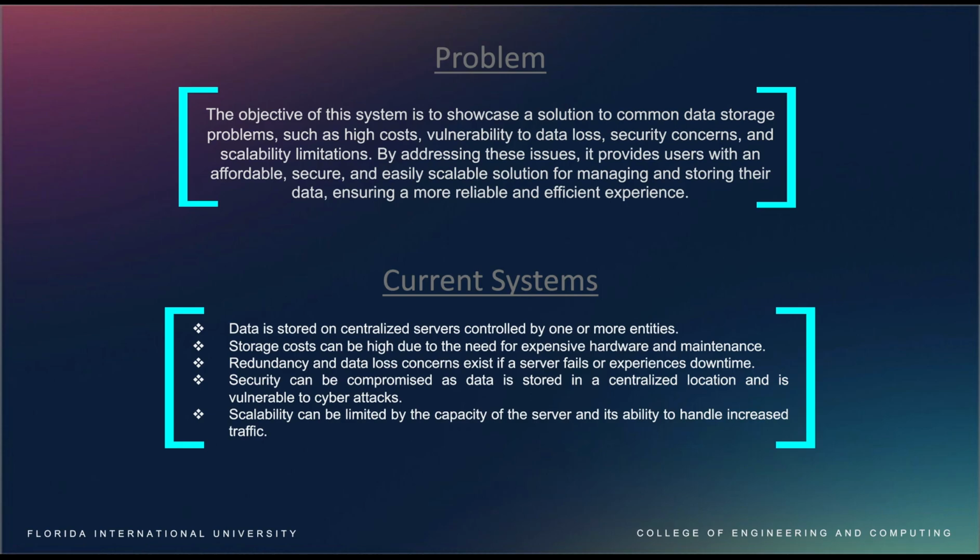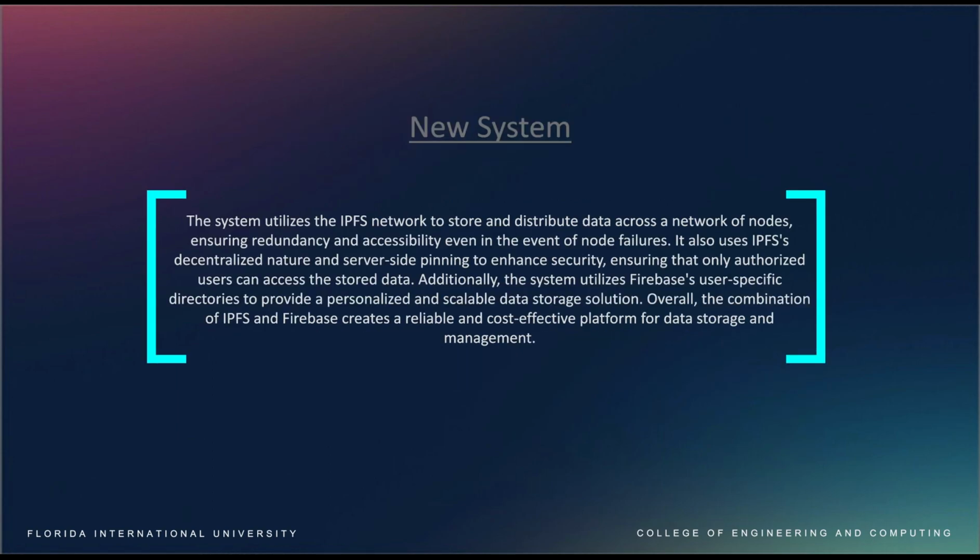Now that we've gone over a small bit of how current systems work, let's talk about the new system that we've created. This system utilizes the IPFS network in order to store and distribute data across a network of nodes, ensuring redundancy and accessibility even in the event of node failures. This is the complete opposite, of course, of a centralized network. So in the case of our servers going offline, one or multiple, we can still ensure the backup of our data.